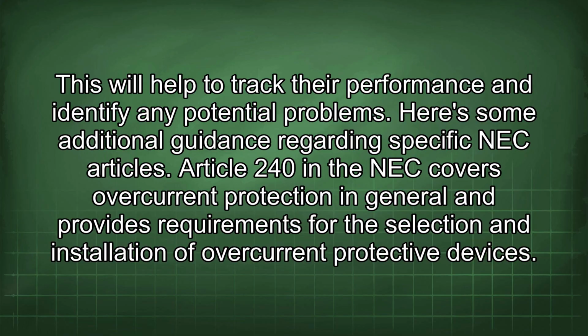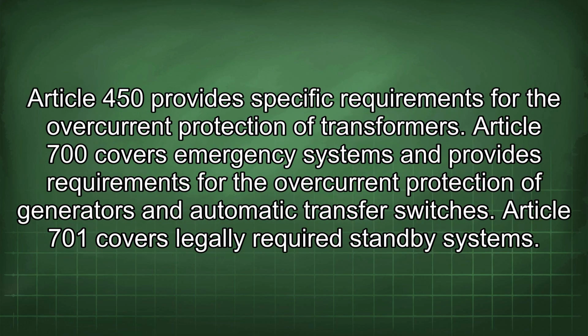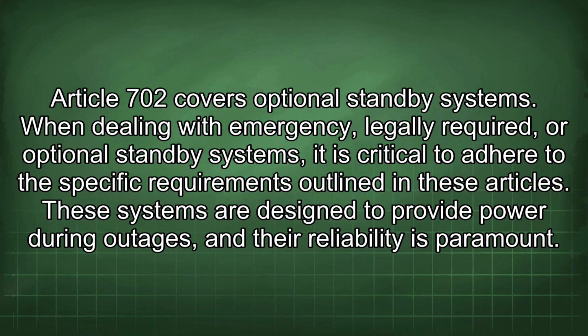Here is some additional guidance regarding specific NEC articles. Article 240 in the NEC covers overcurrent protection in general and provides requirements for the selection and installation of overcurrent protective devices. Article 450 provides specific requirements for the overcurrent protection of transformers. Article 700 covers emergency systems and provides requirements for the overcurrent protection of generators and automatic transfer switches. Article 701 covers legally required standby systems. Article 702 covers optional standby systems.